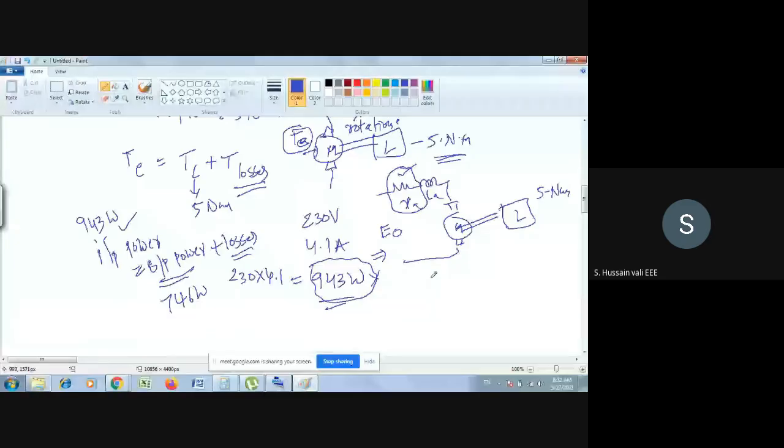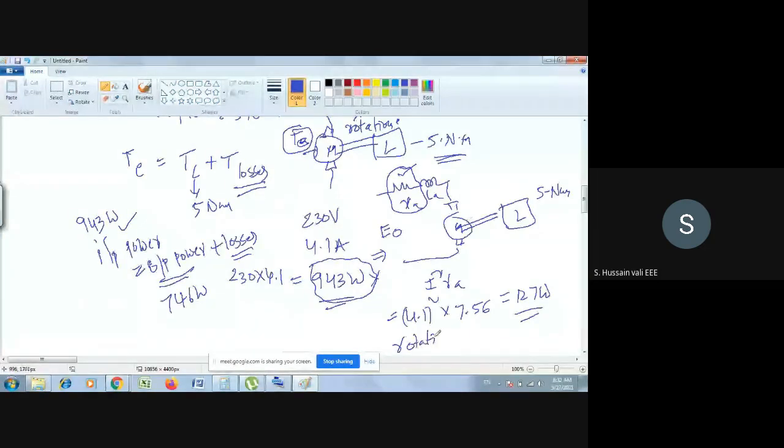Now what are the losses? One is the losses in the armature resistance, which I will take as copper loss, so I square RA loss. What is the I value? I value is 4.1 whole square into RA value 7.56. Use the calculator and you will get approximately 127 watts. So one loss we got. The other loss is rotational losses.